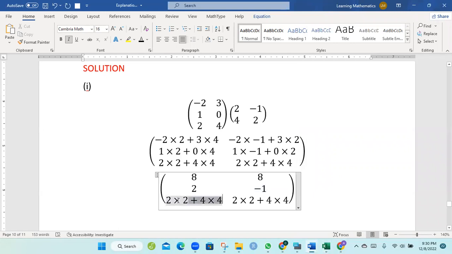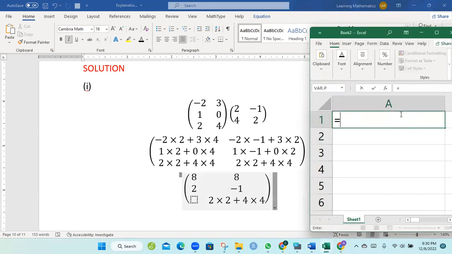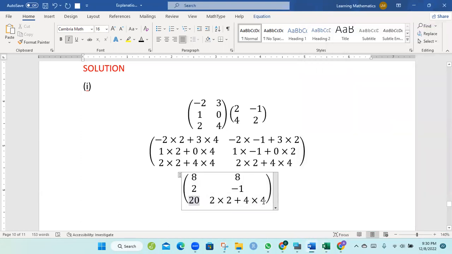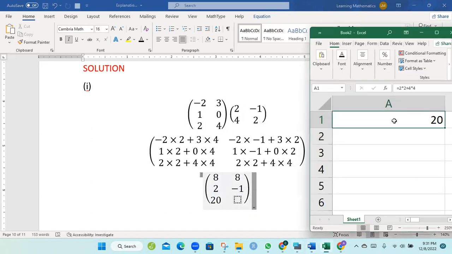And then 2 times 2 plus 4 times 4. That's 20. And then 2 times -1 plus 4 times 2. Rows times column. And that'll give us 6.